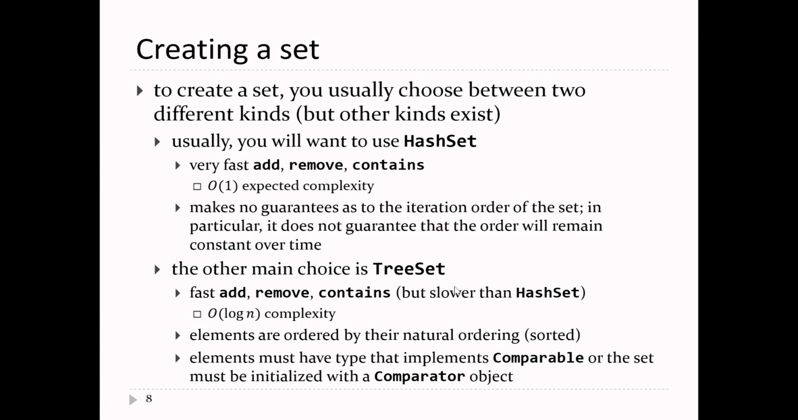TreeSet is the set that keeps its elements in sorted order. You can change the definition of how it sorts. Its add, remove, and contains are fast. They're in O(log n) complexity. So if you double the size of the set, you increase the amount of time needed by one unit. That's pretty good, but it's still slower than HashSet. So if you need your elements sorted, you're probably going to pick TreeSet. If speed is the most important, which is usually the case, you're going to choose HashSet instead.